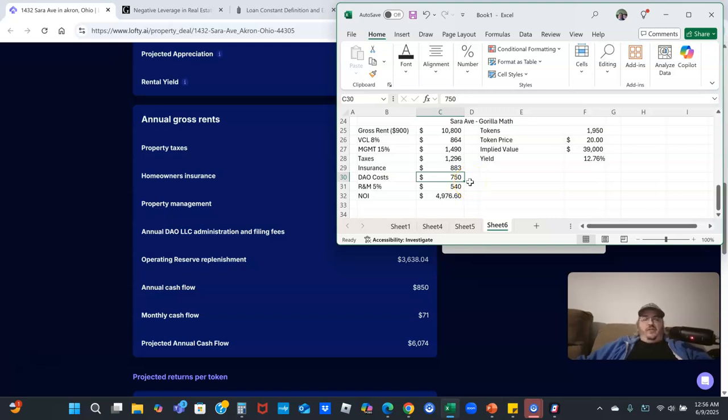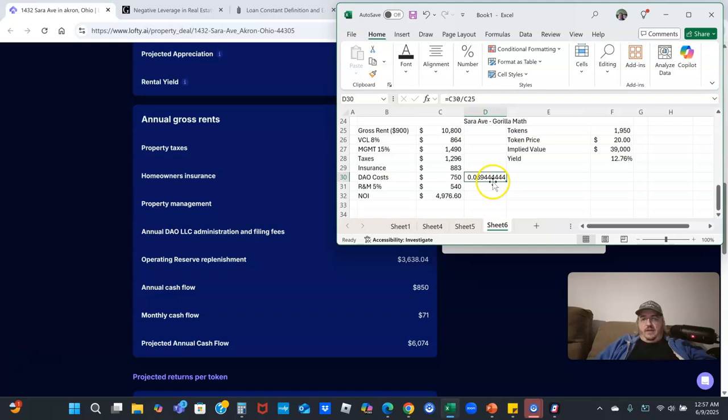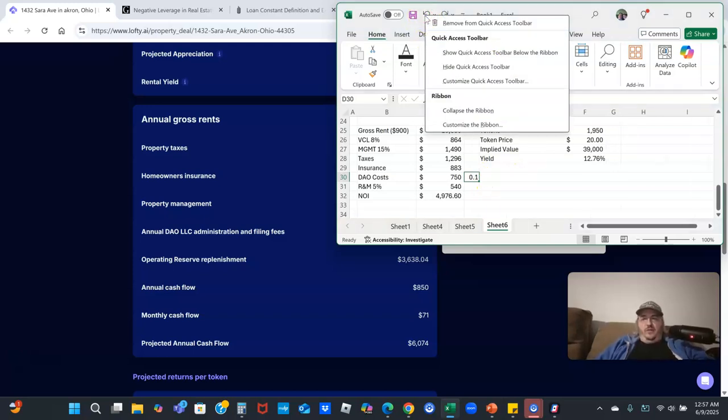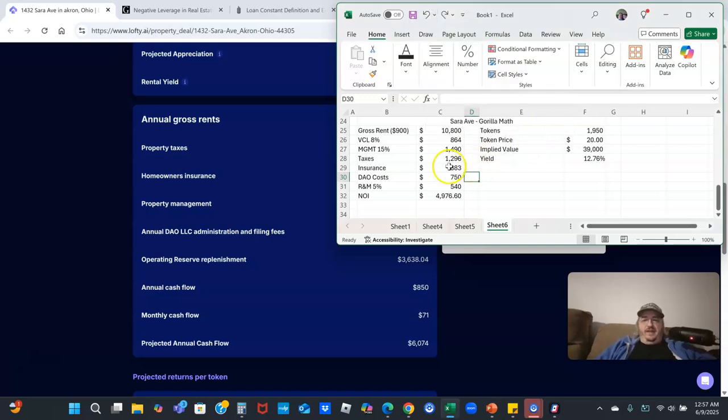One of the things for really cheap properties like this, it's a huge amount of our total, right? Like, well, let's look at exactly what it is, right? Like equals this divided by our annual revenue. Oh, okay, let's see. I think I just need to expand that. Yeah, it's almost 7% of our total revenue, right? That we're paying just for the administrative fees to be on Lofty.